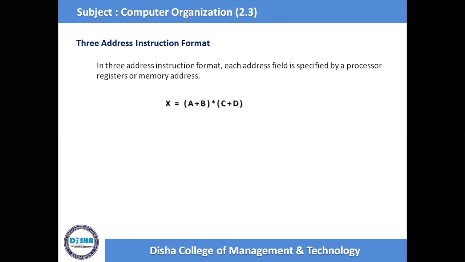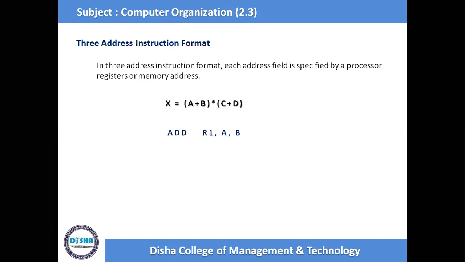Suppose this is our expression: X equals A plus B cross C plus D. To solve this expression with the three address instruction format, we need three different addresses, three individual addresses. If it is a processor register, then it can use the registers. If it is a memory address, then it can use any operand address. We can also use a mixture of both processor registers and memory addresses to perform this task.